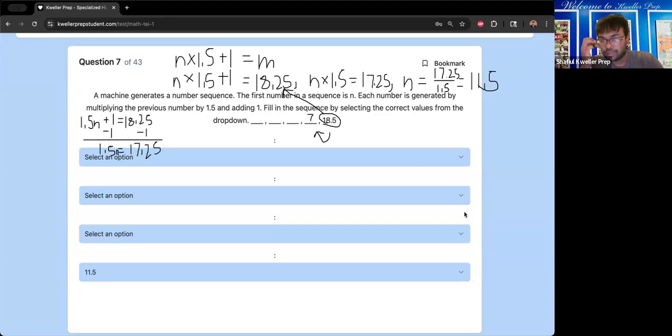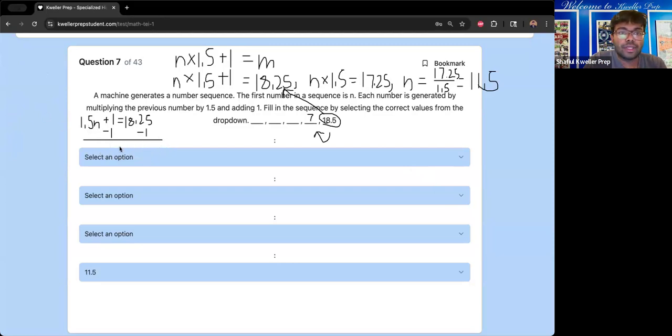This is exactly like solving an equation. Yes, that's what someone asked. No, so the idea here is you subtract first and then you divide. And yes, you do divide by 1.5. So again, put it in the equation form like I did here. 1.5n plus 1 is equal to 18.25.